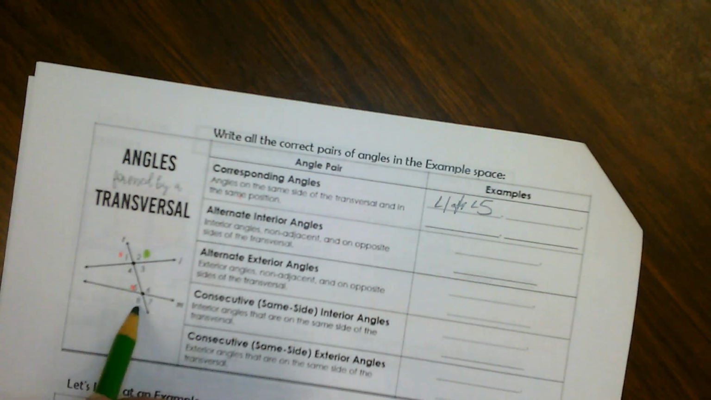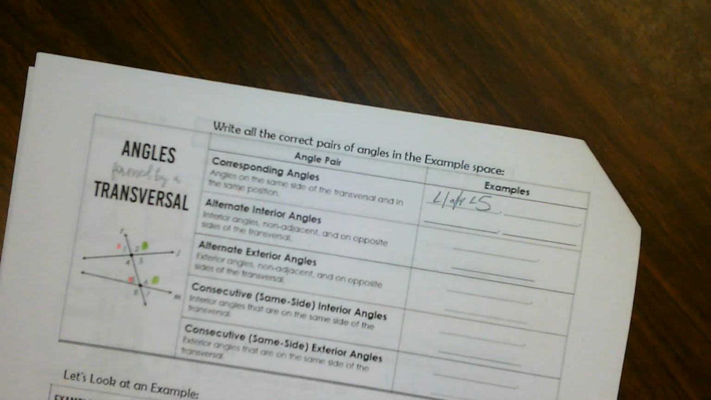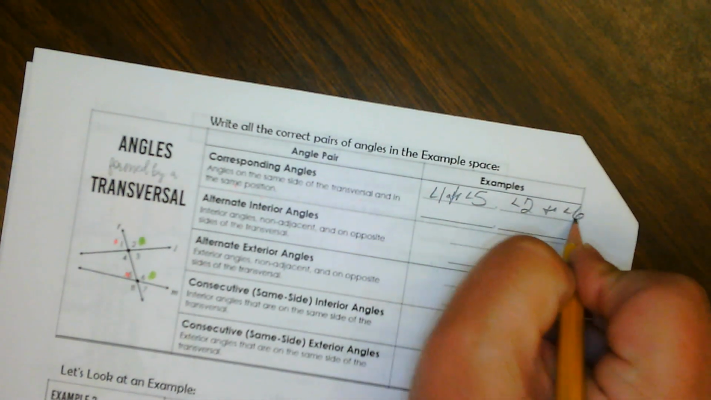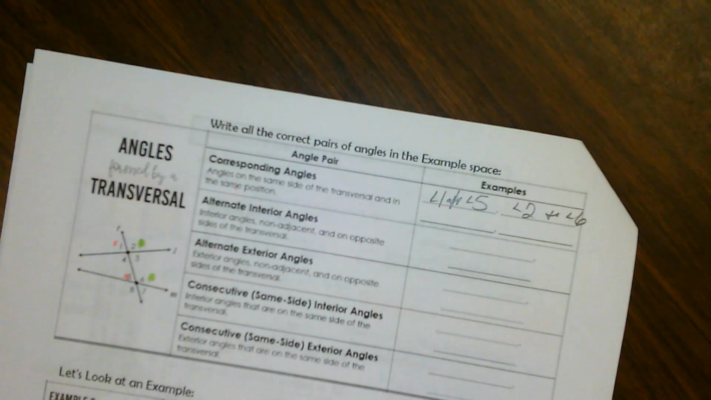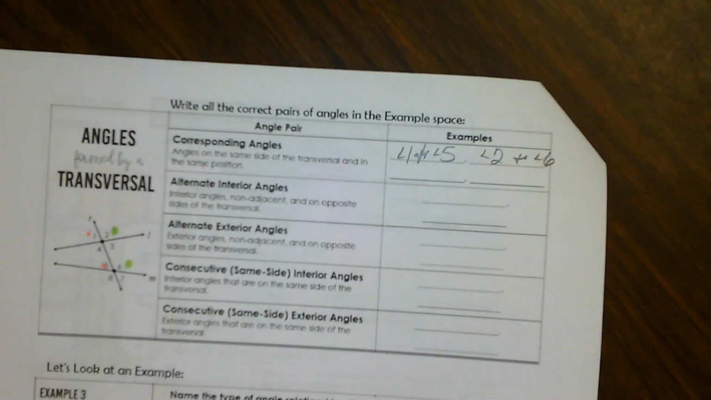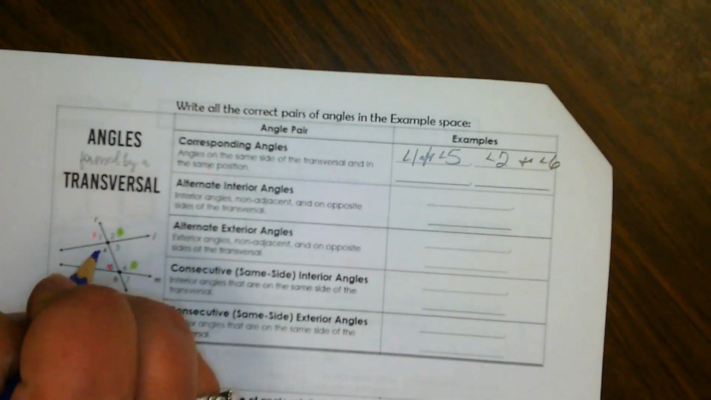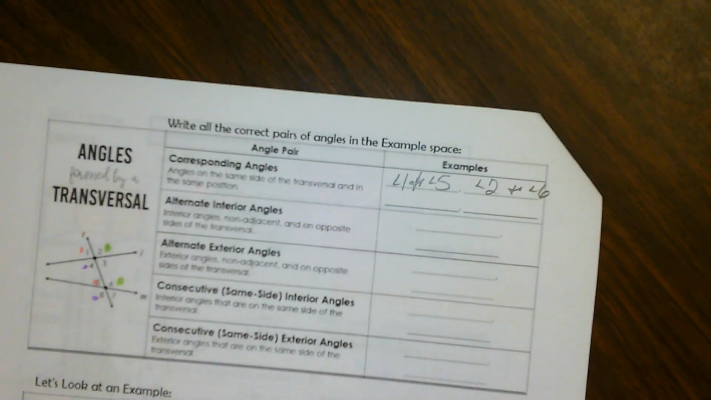What corresponds with it? 6. Angle 2 and angle 6 are corresponding. They have corresponding positions. 4 and 8 are corresponding, and 3 and 7 are corresponding.